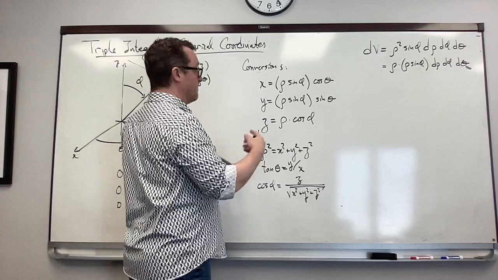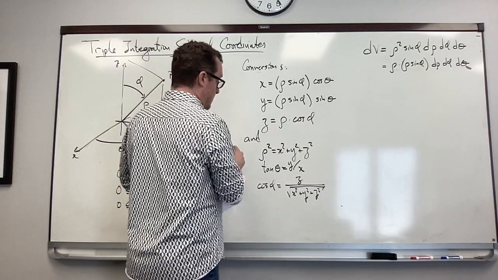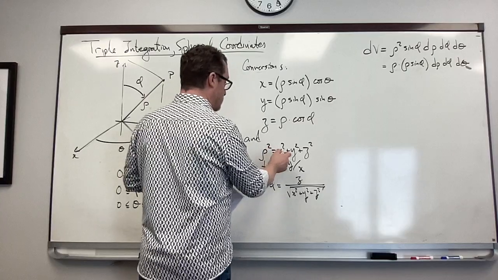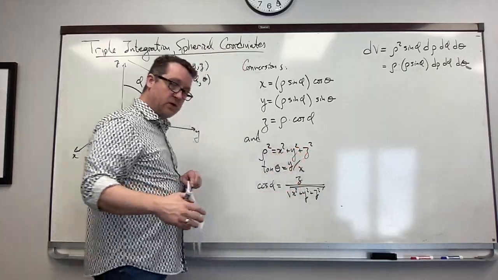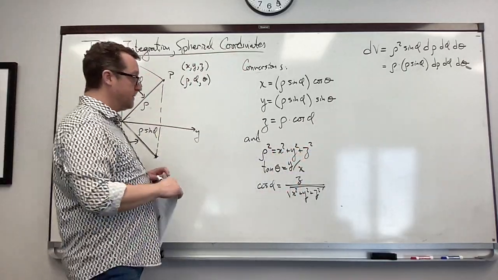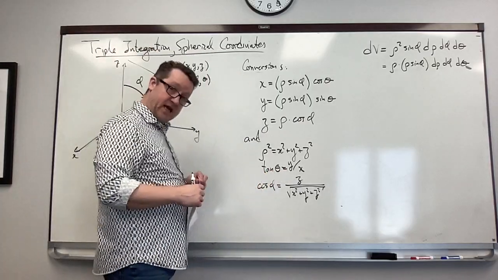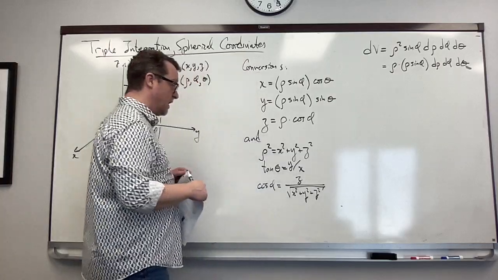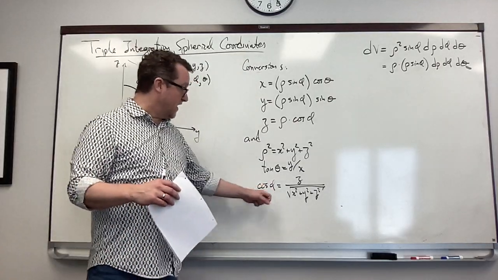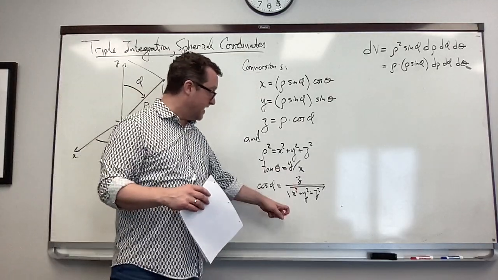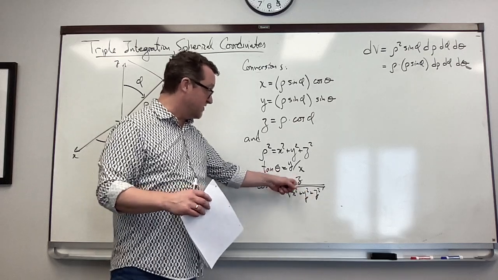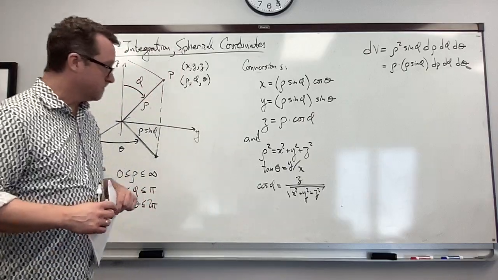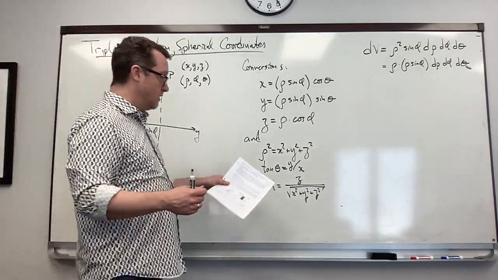And vice versa. If you have x, y, z and want to go to spherical, rho squared is x squared plus y squared plus z squared. Rho equals a constant would define a sphere. Tan theta is the same conversion we had before, y over x, so theta is the inverse tangent of y over x. And finally, cos phi is z divided by the square root of x squared plus y squared plus z squared. So really it's z divided by rho, right? But if you have x, y, z only, then this is the conversion. So phi would be the inverse cosine of this.